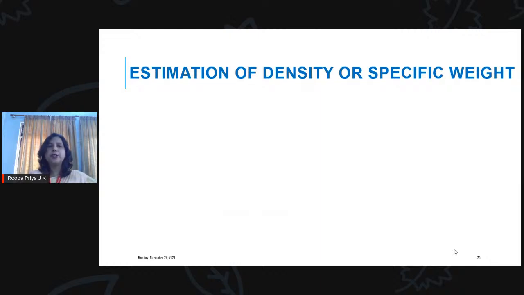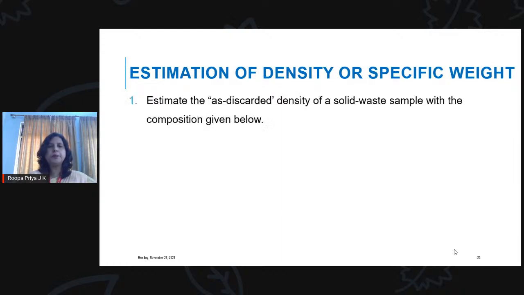How do we estimate the density or specific weight of municipal solid waste? These are the type of questions which are normally expected in the GATE question paper. Now if the question is something like this: estimate the as-discarded density of a solid waste sample with the composition as given below.